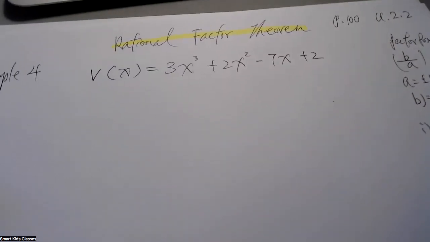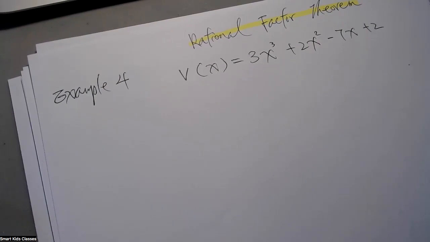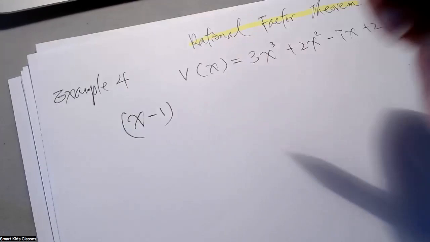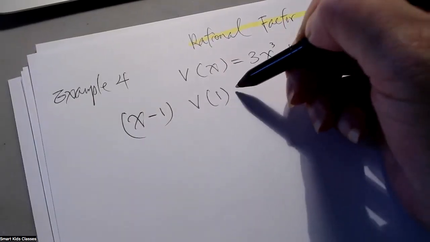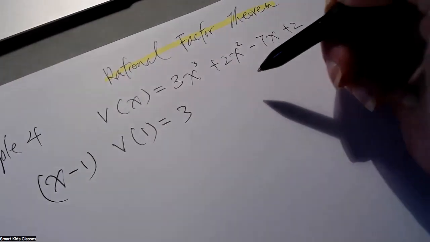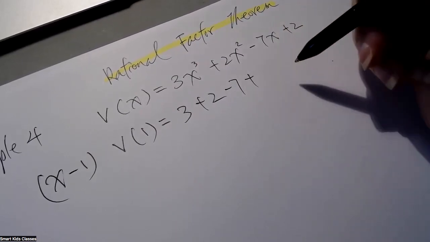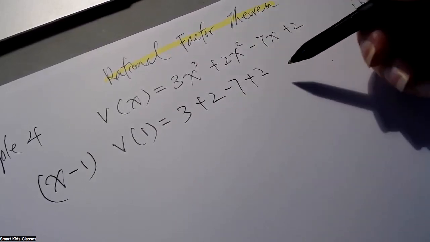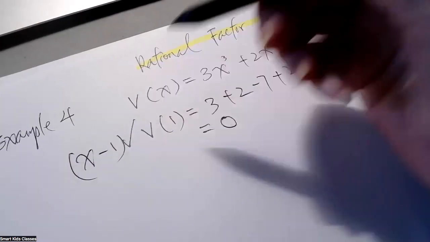So let's do the 1. We try x minus 1. Use your calculator to try. Now if v at positive 1, what are we going to get? We get 3 plus 2 minus 7 plus 2. So it's equal to 0. So we find one factor.